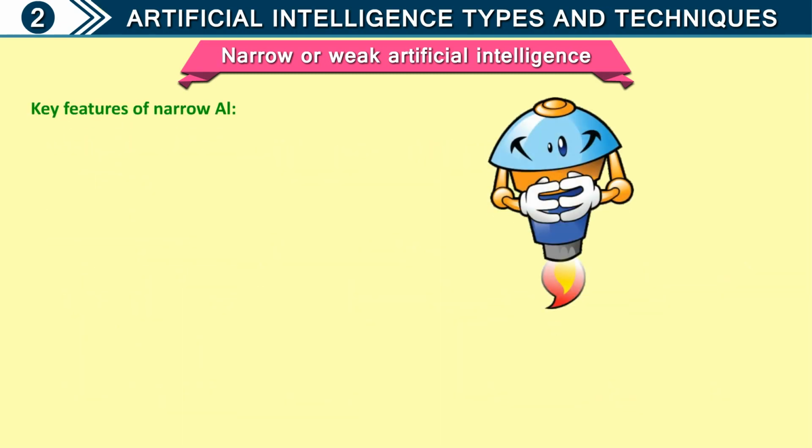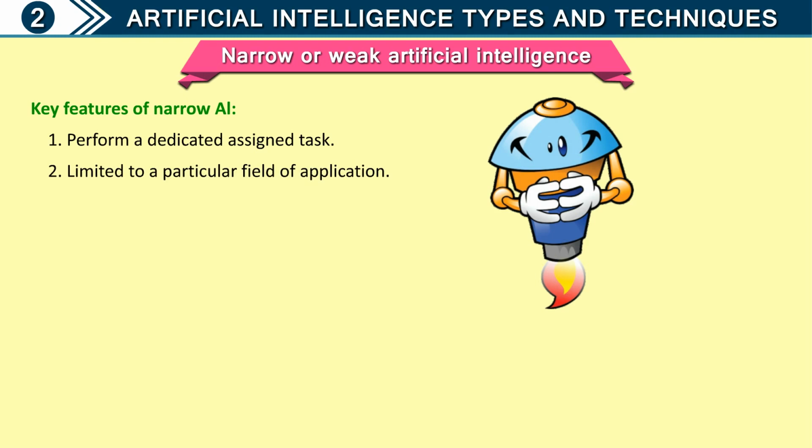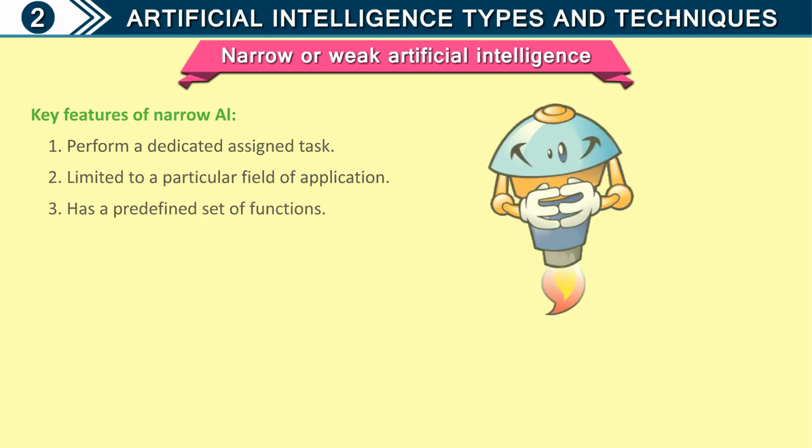Key features of narrow AI. 1. Perform a dedicated assigned task. 2. Limited to a particular field of application. 3. Has a predefined set of functions.